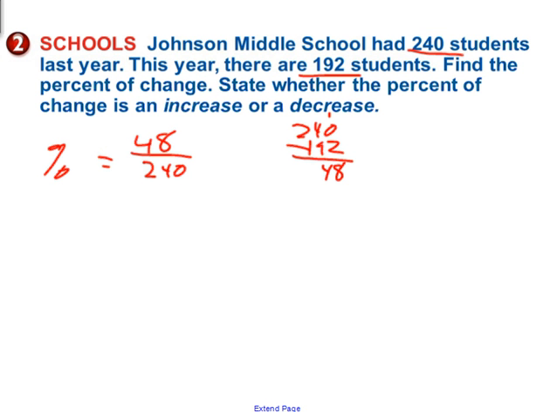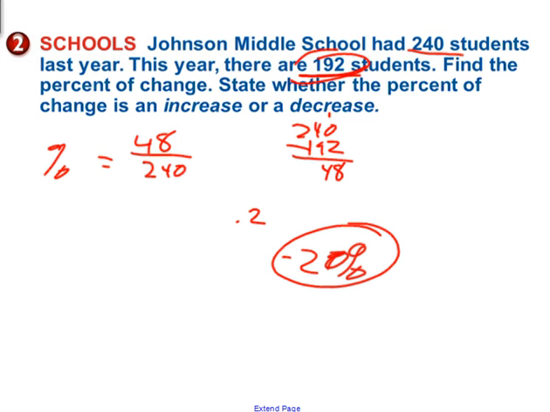I'm actually going to use my calculator to do that. So 48 divided by 240 equals 0.2, which is a 20% change, and it was a decrease because the number of students went down. So it was a decrease, a 20% decrease in students.